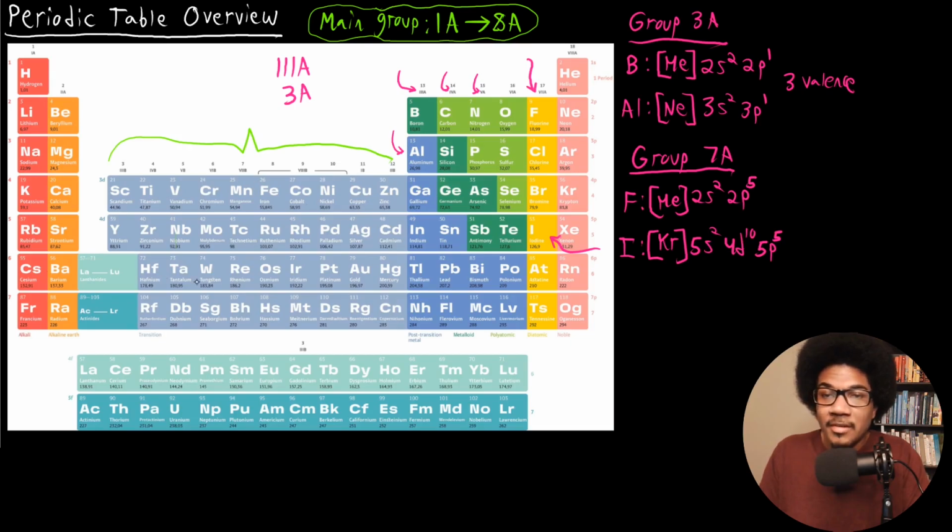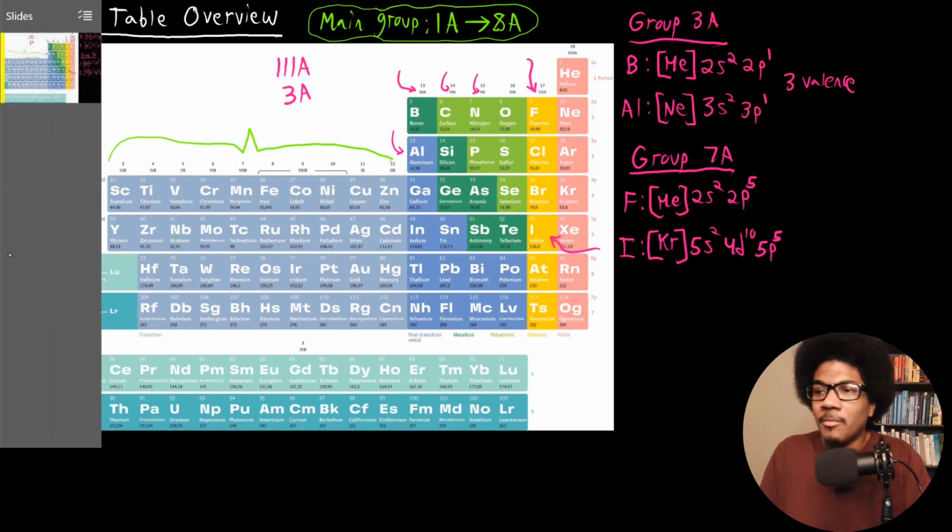Those are the transition metals. And the transition metals are characterized by having valence d electrons, right? So let me go to a different slide here and start with transition metals. Let's look at a few of the electron configurations for some transition metals, right? So let's look at vanadium.